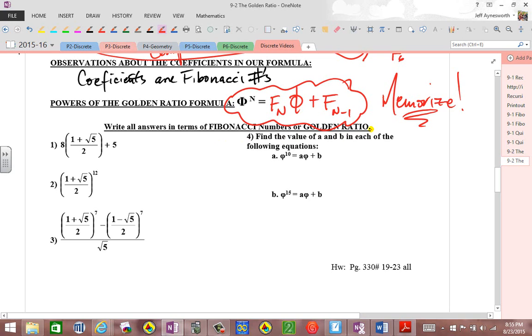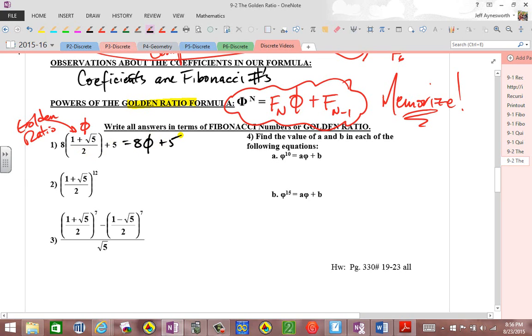Okay, so here we go. So this right here, that's the golden ratio. Got to remember that. The golden ratio, very, very special thing here. And so we got 8 times phi plus 5. So this is 8 times phi plus 5.